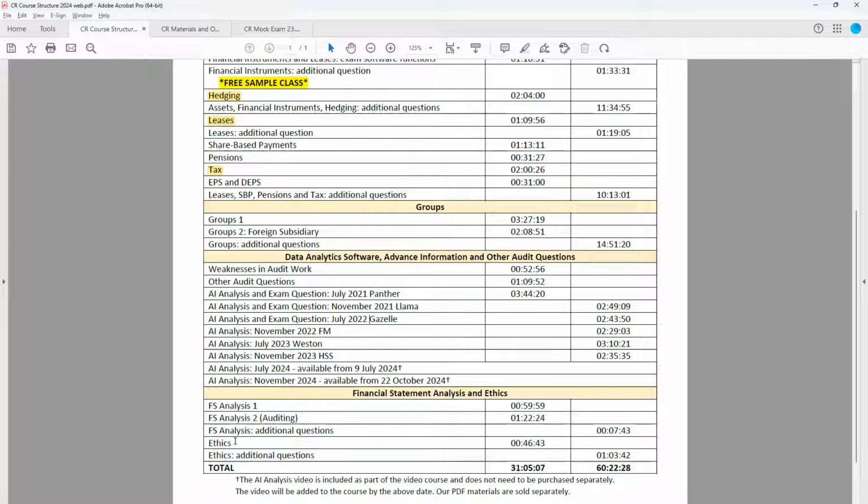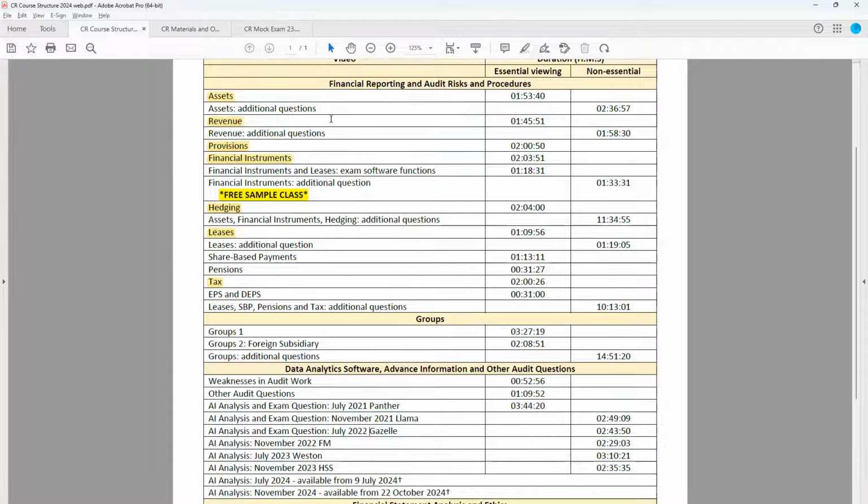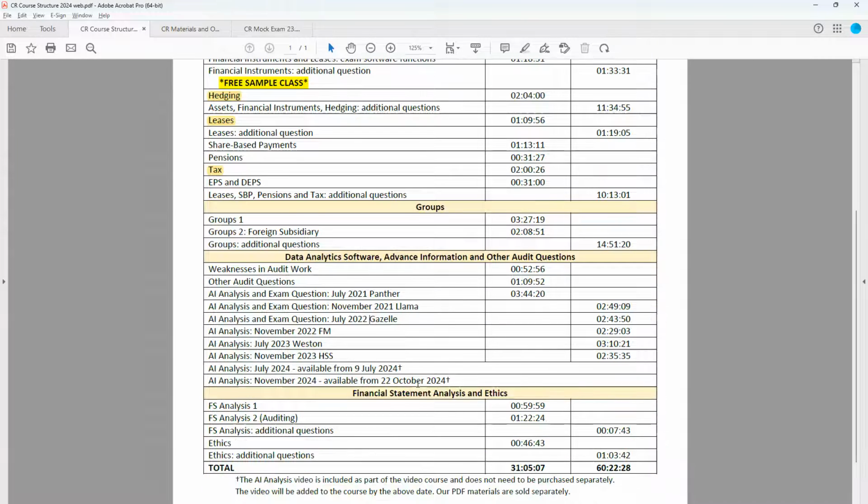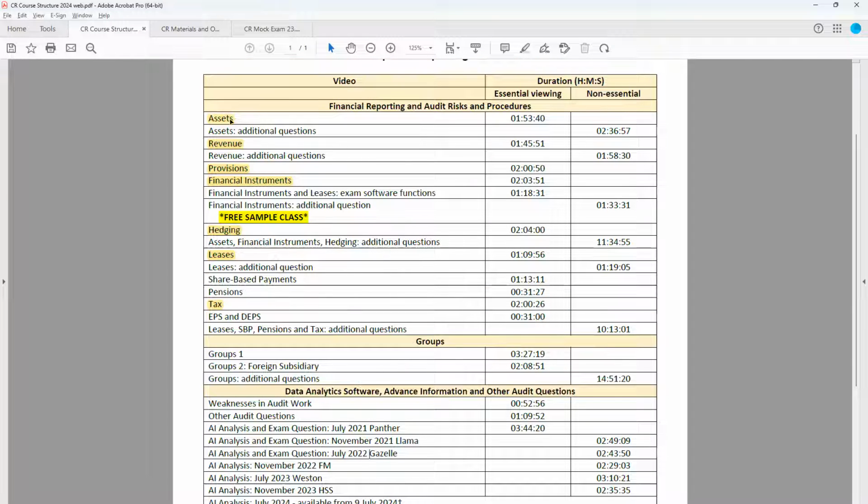And then again, with ethics, work through some questions so you can see the exam technique to use, and then you can go away and practice some other questions. So you can see how we've really broken CR down based on the types of questions that you get in the exam and on the topic areas. So this makes it much more manageable.